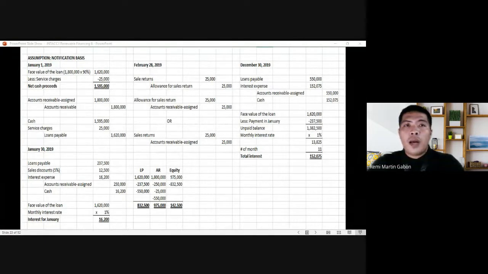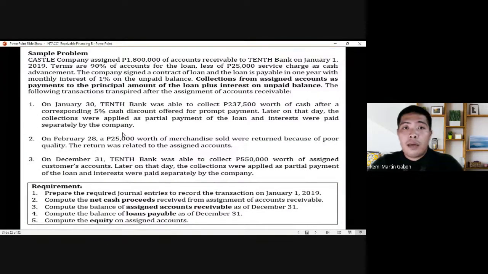We're going to appreciate the difference of notification basis with that of the non-notification basis if we analyze the transactions on January 30 and December 31. This should be December 31. Okay, so for January 30, take note that it is the 10th Bank that was able to collect the cash from the customers.